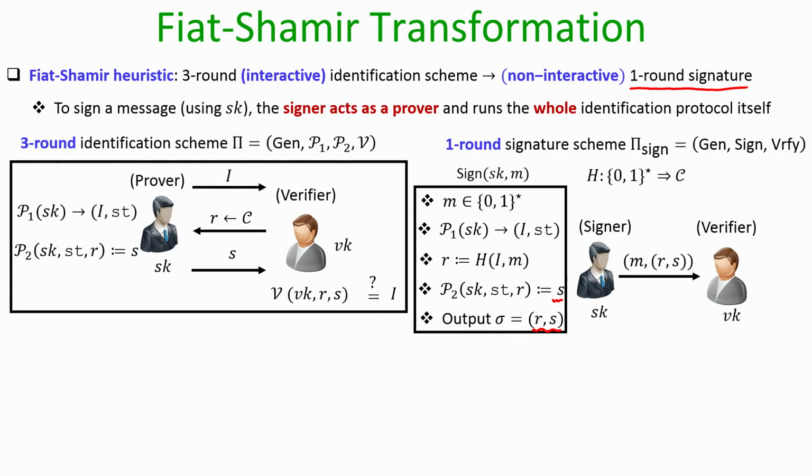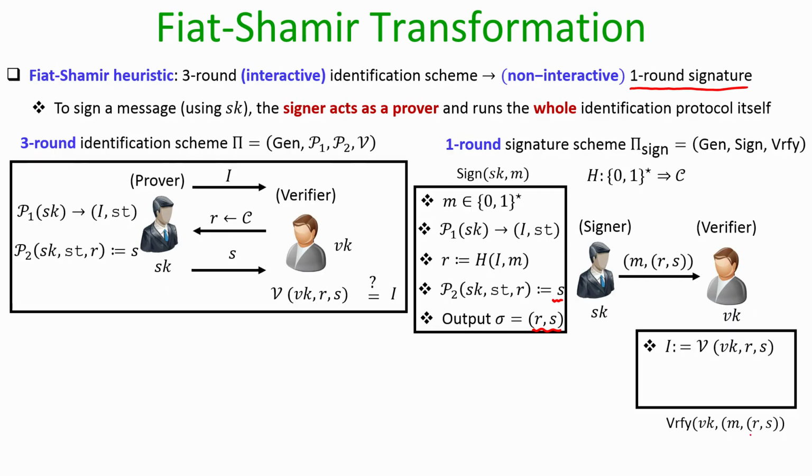So, now to send the signed message to the verifier, the signer will just send the message along with the signature (R, S). And the way the verifier verifies the signature is it runs the verification algorithm of the underlying identification scheme, but there is a difference. In the original identification scheme, the verifier was verifying whether the output of the verification algorithm with the verification key and the R and S part of the transcript gives the I part of the transcript or not.